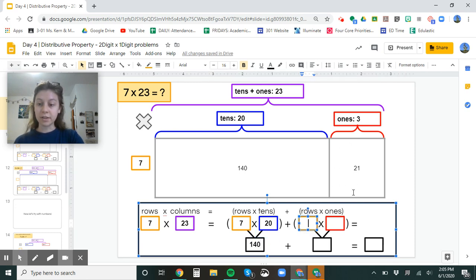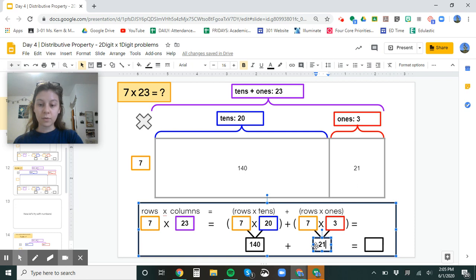Now I'm going to go on to this part of my area model. So my rows here is 7. The 7 is the same number all the way across. Our rows doesn't change here. So our rows is 7, and my ones is 3. So I would have 3 columns of ones. 3. And I found out that 7 times 3 equals 21.